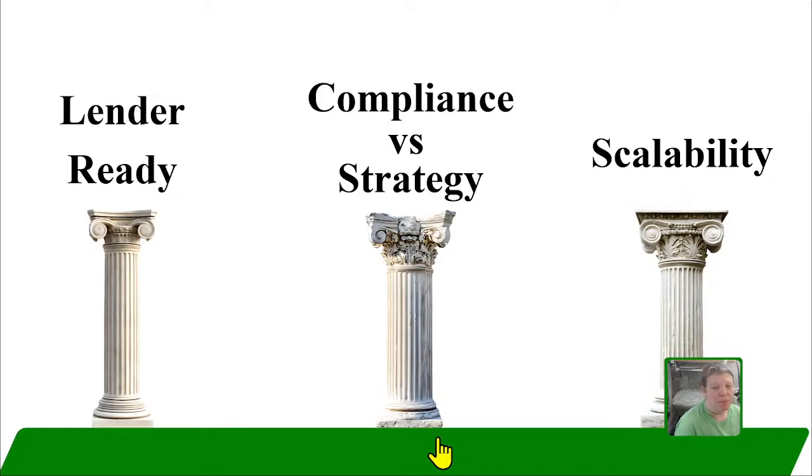Pillar 3, build for scalability. Systematize your finances now. Wealth is boring. It should be boring because life is awesome and it should be awesome. When you plan for the systems you'll need for 50 units, getting there becomes inevitable, not impossible.